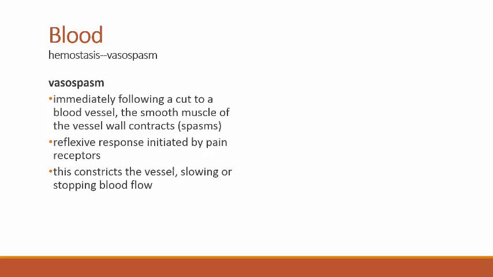So when a blood vessel gets cut, almost immediately the smooth muscle in the vessel walls will contract. That's what we think of as the blood vessel spasming. And this will, of course, constrict the blood vessel. If it's a really small vessel, that could potentially stop the flow of blood immediately. And this is a reflexive response.